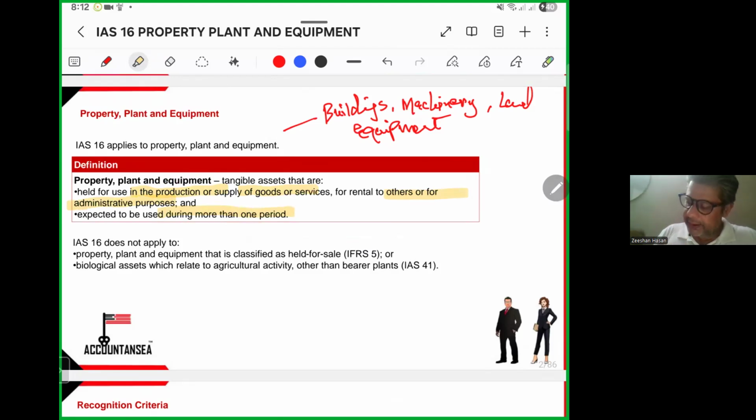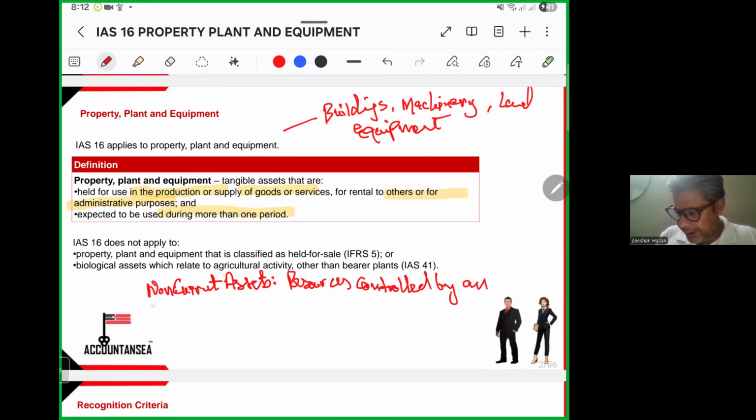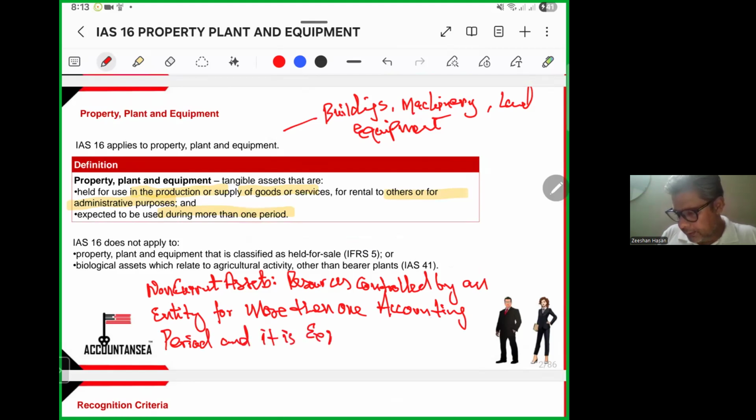Or if we want to know the definition of non-current assets: resources controlled by an entity for more than one accounting period, and it is expected that economic benefits will flow to the entity.